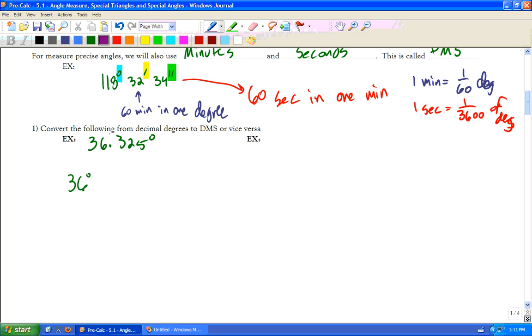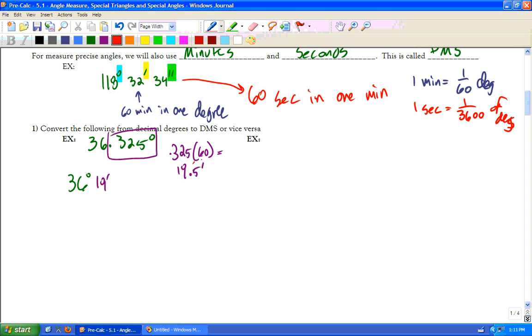What we're going to look at is this 0.325. We want to figure out how many minutes are in 0.325 degrees, just like if you would ask how many minutes are in 0.325 hours. We're going to multiply this by 60. When you multiply it by 60, you get 19.5 minutes, which means we can add 19 minutes to our DMS representation of this angle.